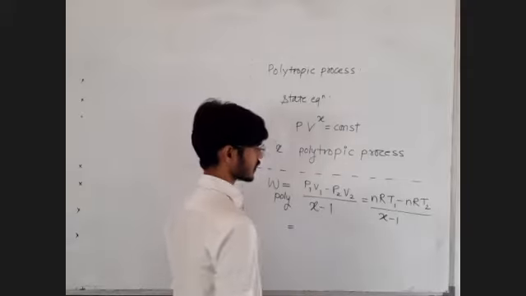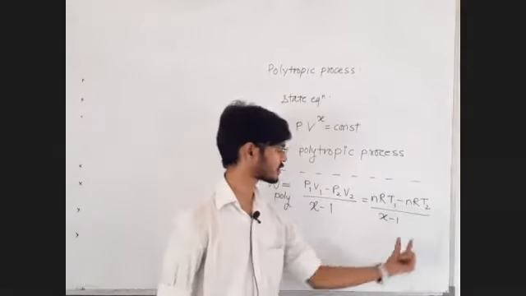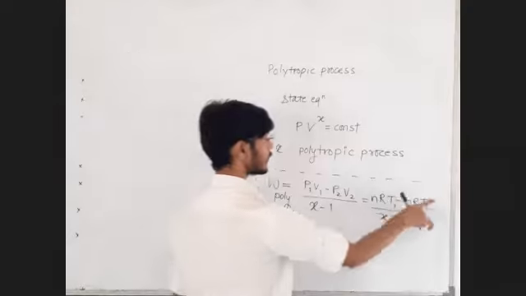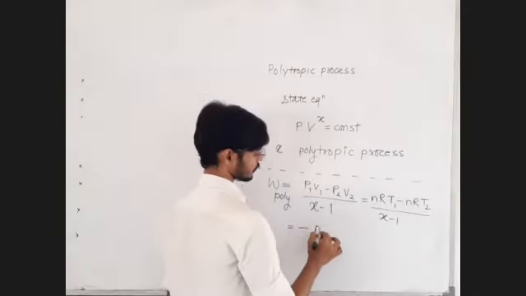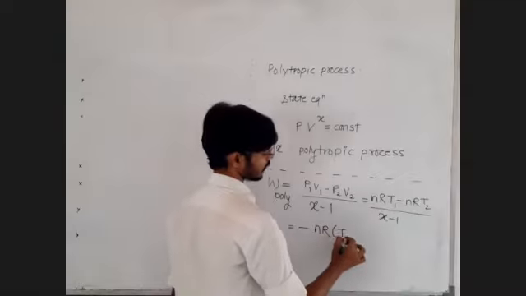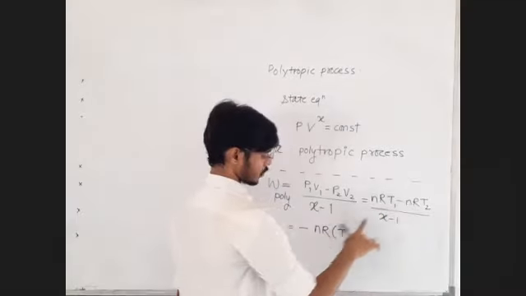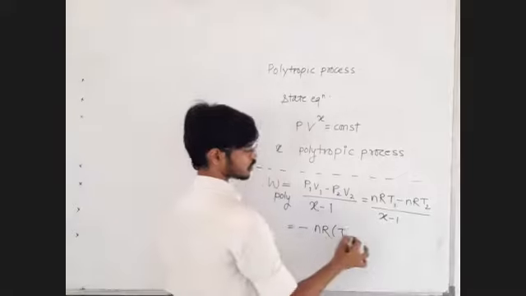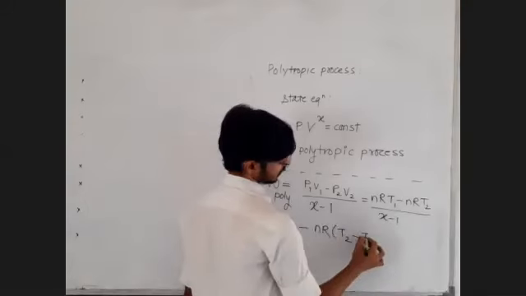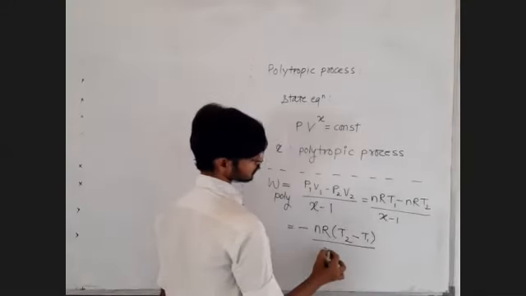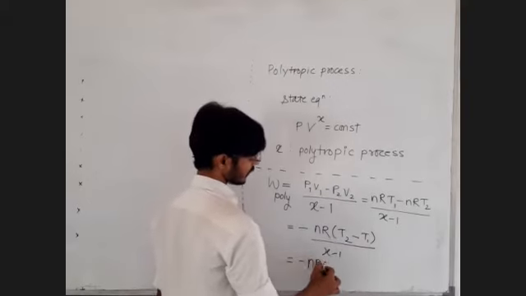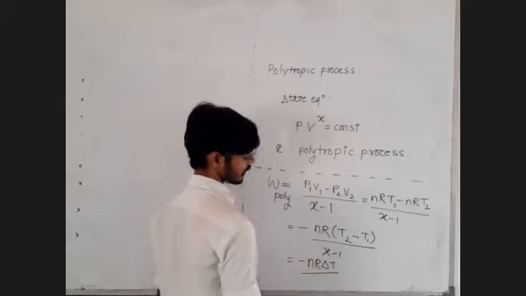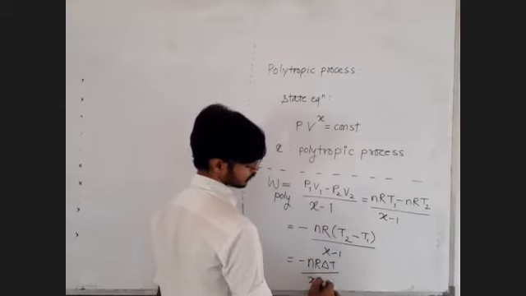But sir, generally people don't like to write formula like this. They want T2 minus T1 in the equation. So take minus sign common. Yes. Minus nR into bracket. Now this T2 initially was negative, will become positive because we have taken minus common, and this T1 will become negative. So answer will be what? Minus nR delta T upon x minus 1.